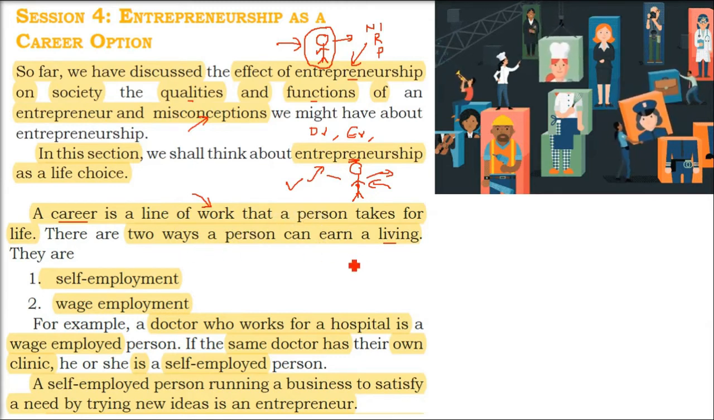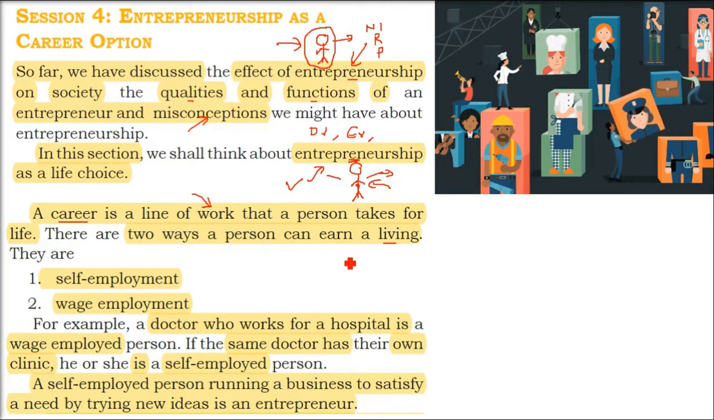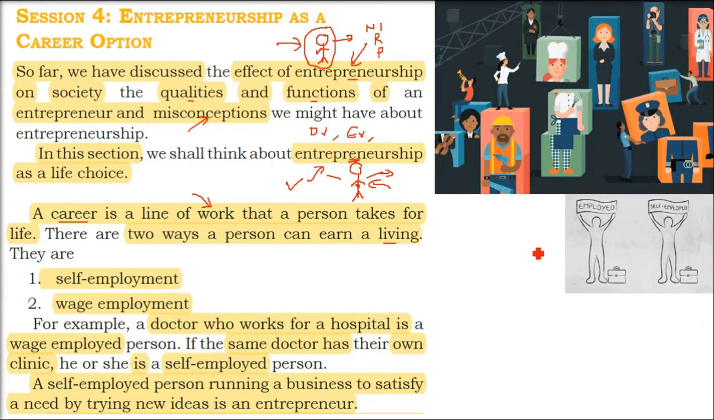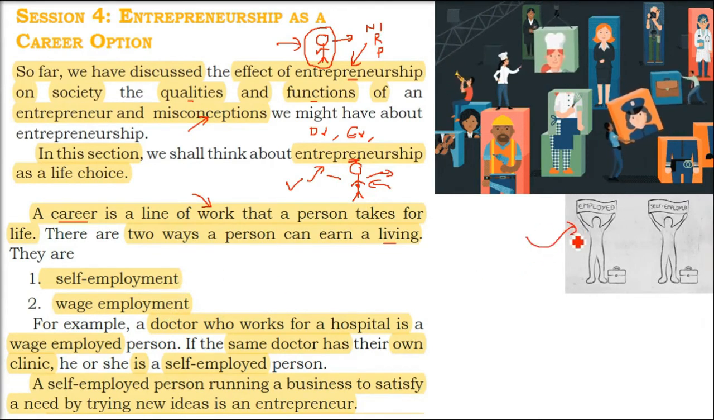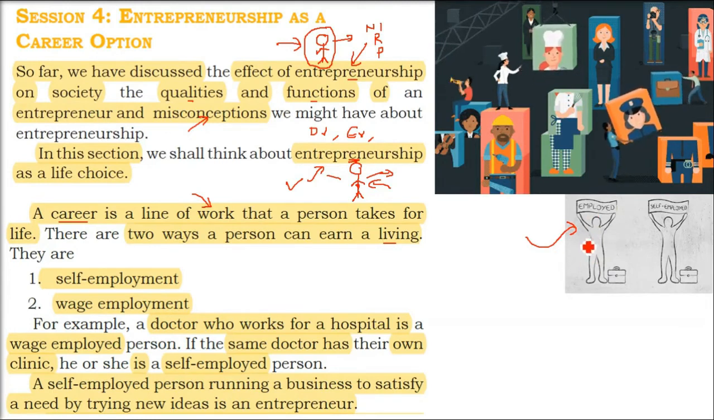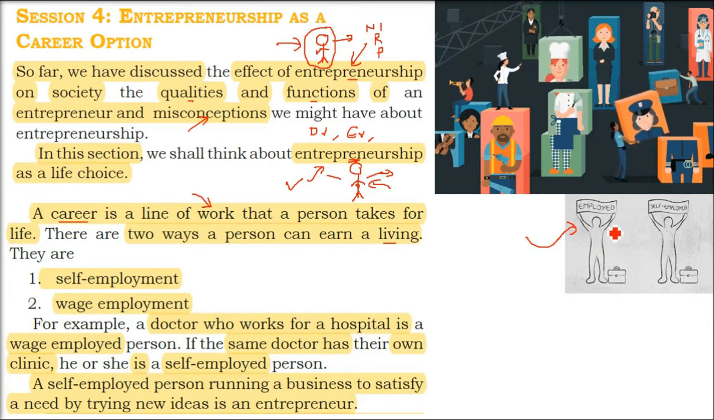Okay. So there are two kinds of people, two ways of how they earn a living. The first is self employment, and the second is wage employment. Self employment means you're working by yourself. You're not employed anywhere. You're not working for anyone. You're not being paid by anyone. Okay, this is self employment.